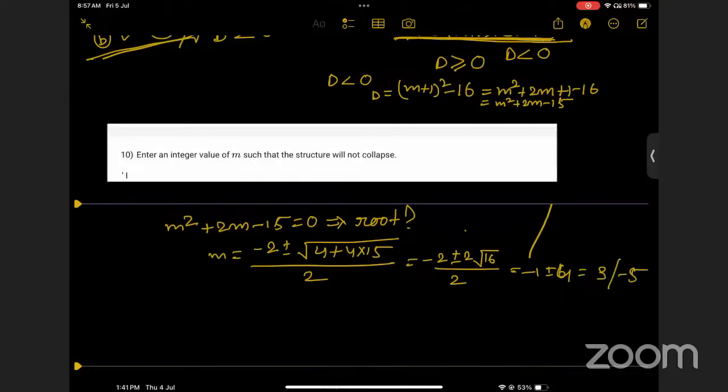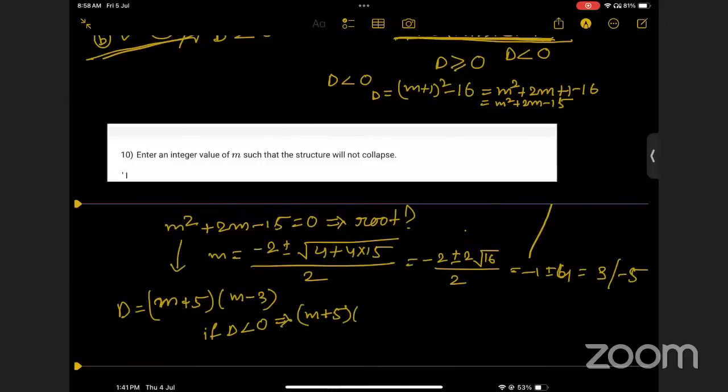The roots are m minus 5... yes. That means we can break this as (m plus 5)(m minus 3), right? So this is our discriminant. So if D is less than 0, that implies (m plus 5)(m minus 3) is less than 0, right?